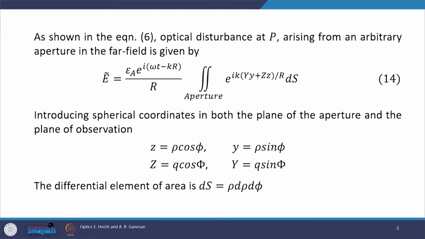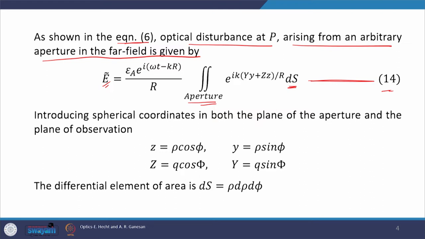Now, we will borrow an expression from our previous class, which we derived for an arbitrary aperture. This expression was equation number 6, and it is now renamed equation number 14. The optical disturbance P arising from an arbitrary aperture in the far field is given by this expression. We derived this in the last class, therefore I will not devote more time to it. The integration is done over the aperture, and ds is the differential area element.